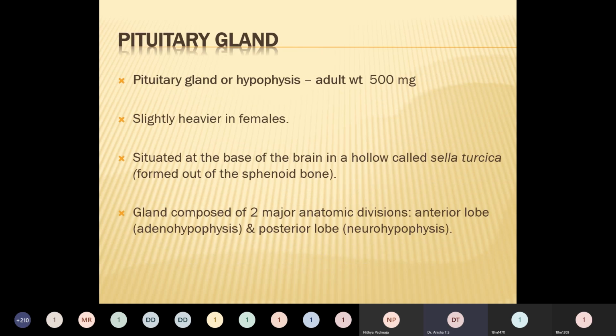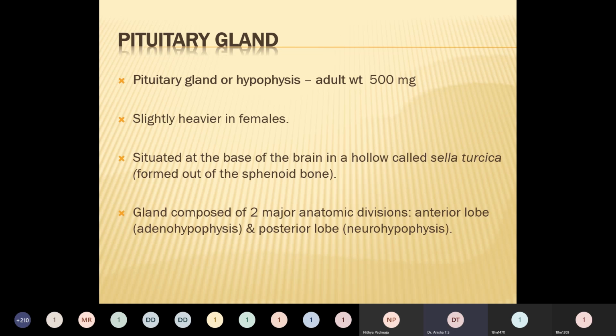So this was in general about all the endocrine glands. Let me revise. The endocrine glands are the pituitary, then adrenals, thyroid, parathyroid, ovary. All these are organs. Then the pancreas, the endocrine part of the pancreas. The pancreas is an organ which has both the exocrine part and the endocrine part. Here we'll be dealing only with the endocrine part of the pancreas. The exocrine part will be covered along with the hepatobiliary system or with the GIT.